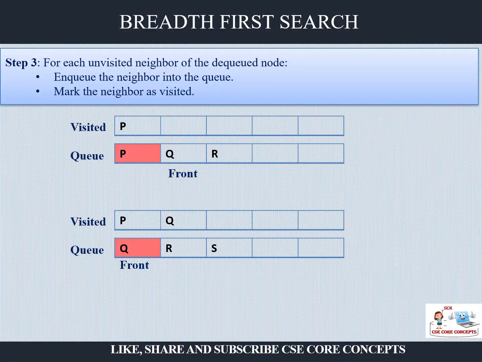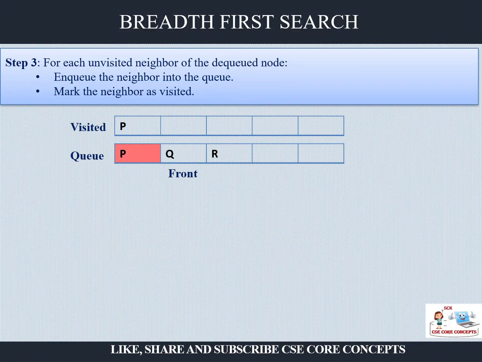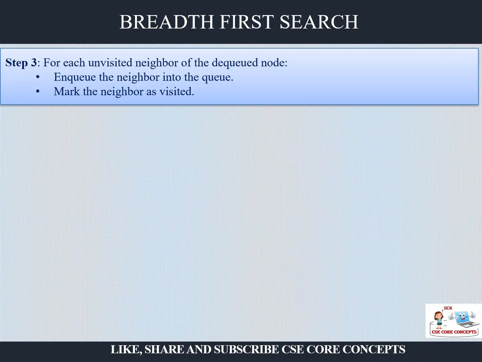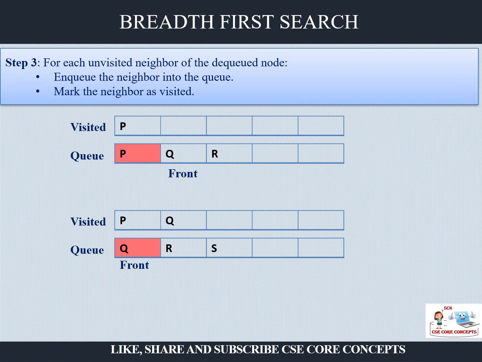Fine. Now it's time to process the next front. So this process will get repeated until all the nodes are traversed, right? So now who are the neighbors of Q? Let's see first of all. Q's neighbors are P, R and S. Now as far as P is concerned, P has already been processed. It has already reached the visited queue. So we are not going to add P again.